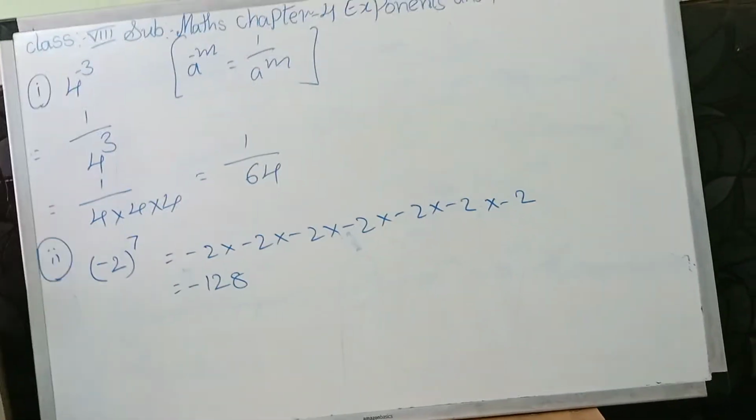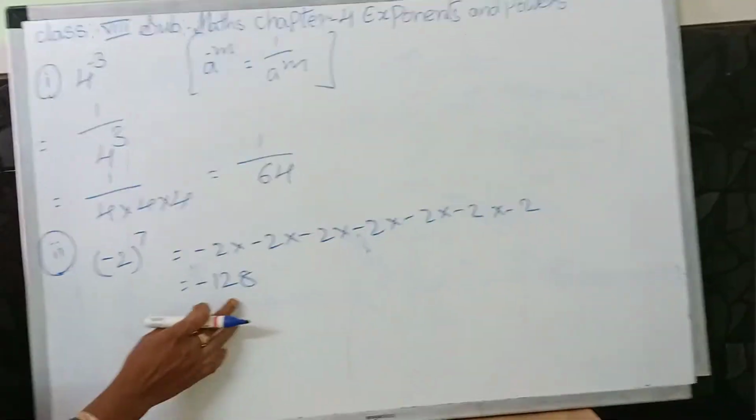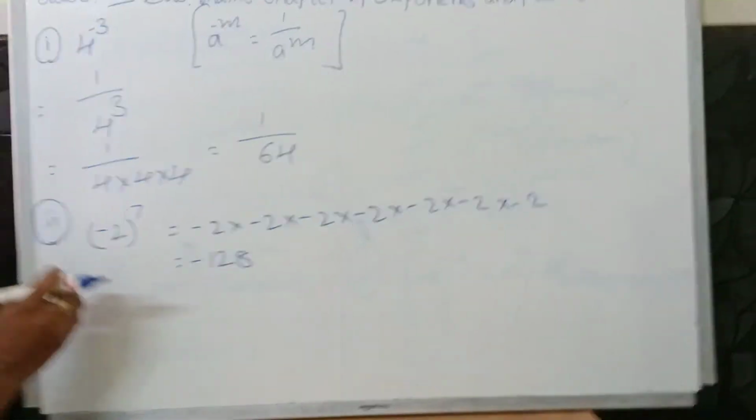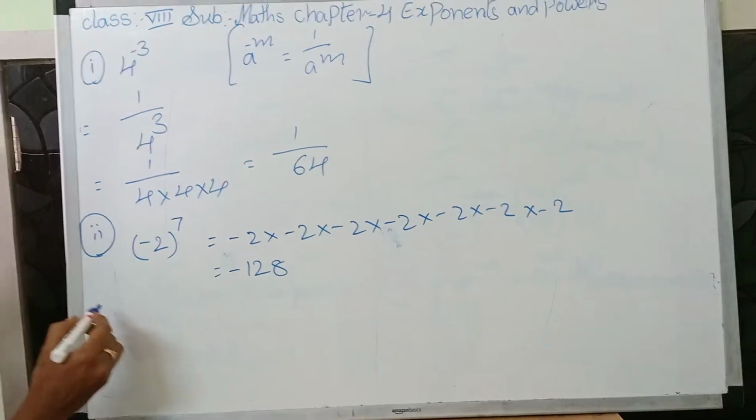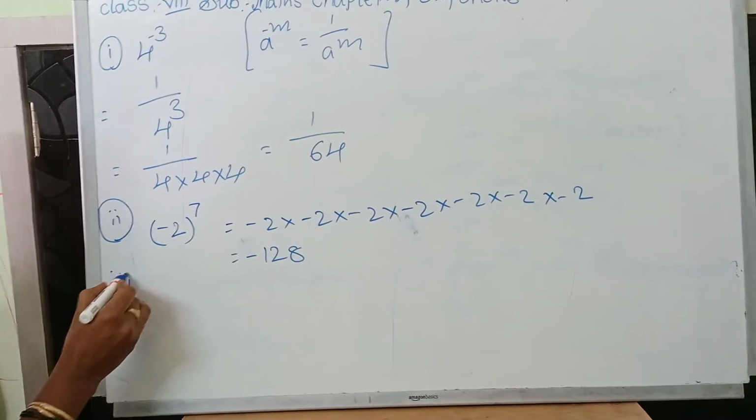That is important. The symbol is important. The power is odd, so the result is negative if the base is negative. If it is an even number, the result is a positive value. So remember that one, children. Let's see the third problem.